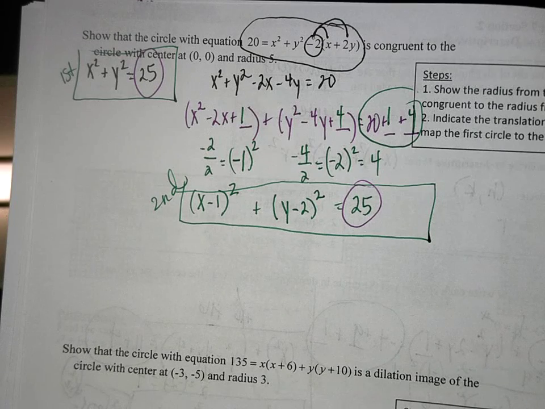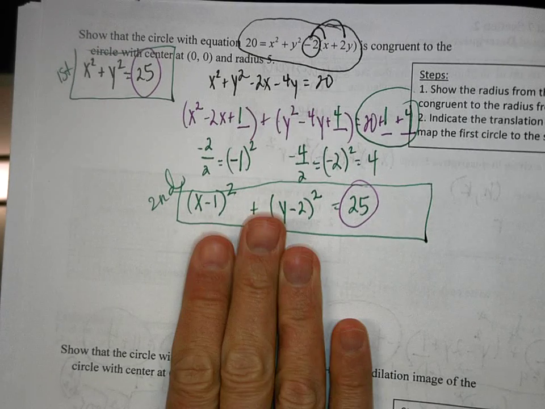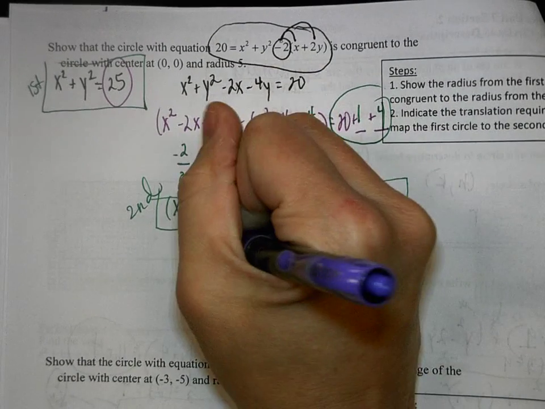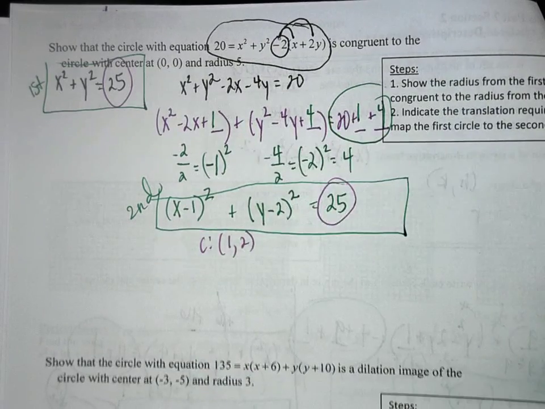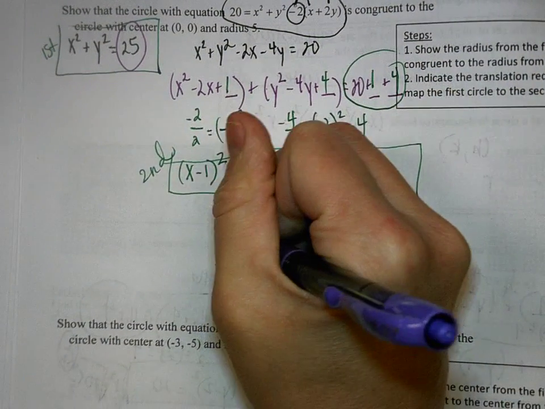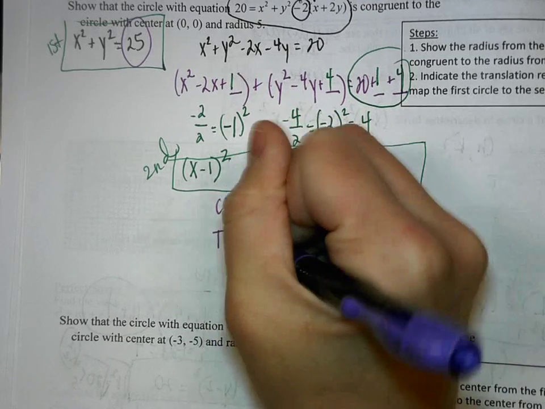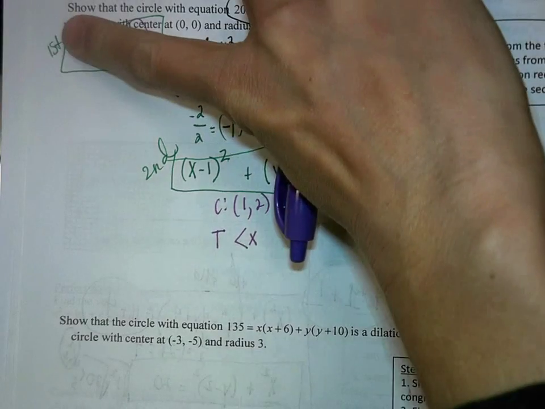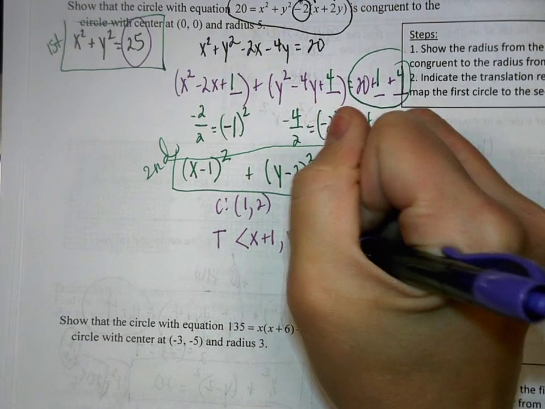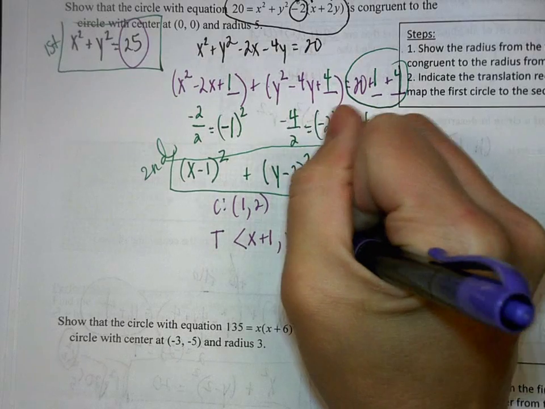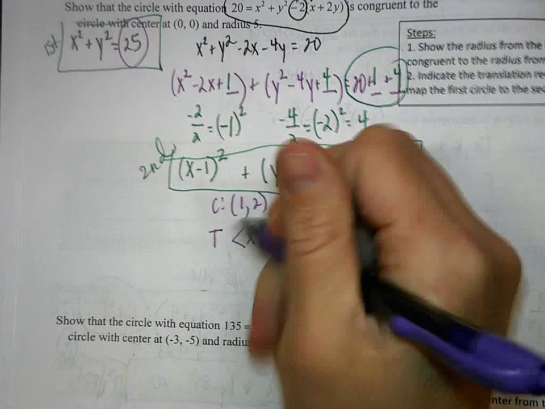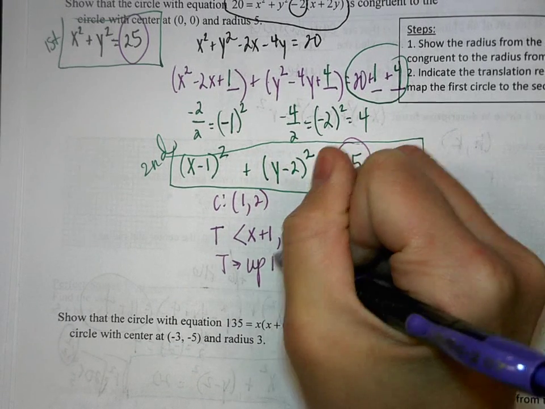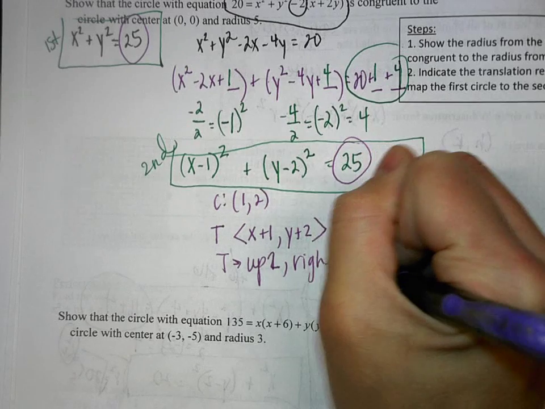Okay? And then the second step just says, indicate the translation required to map the first circle to the second circle. So how would this end up translating? What is this center? So this center is at 1, 2. So if you are translating it, and this is actually how we're supposed to write the translation, I think, you take whatever the x is from your original, and then you would add 1 to it. And for the y, you would add 2 to it. If you just wrote, you know, translate up 2, right 1, I would accept that as well.